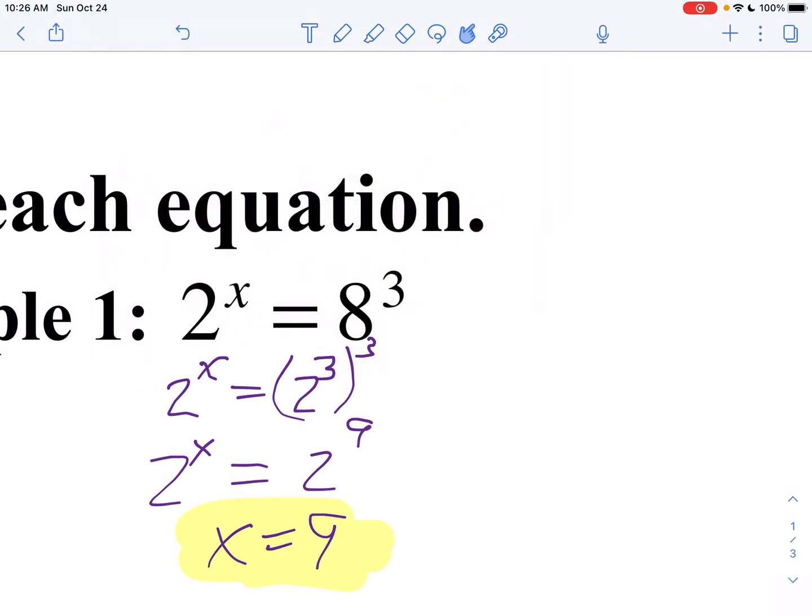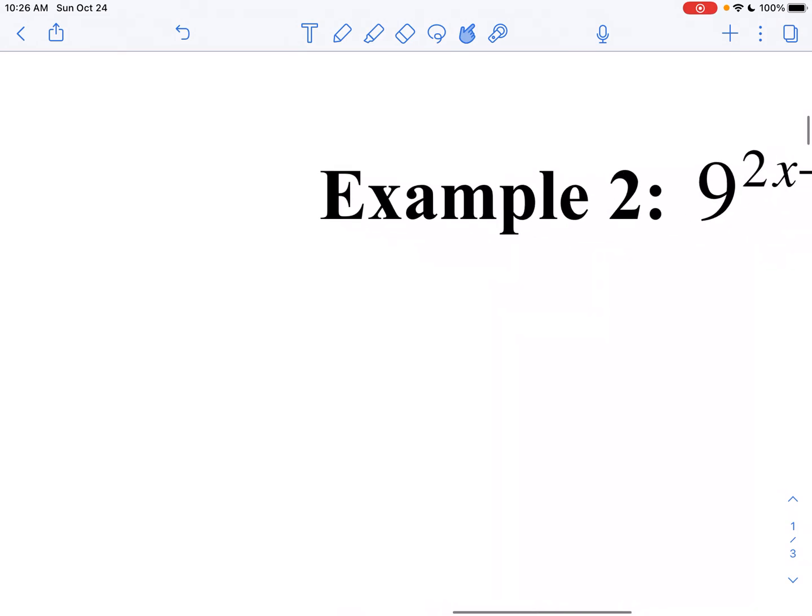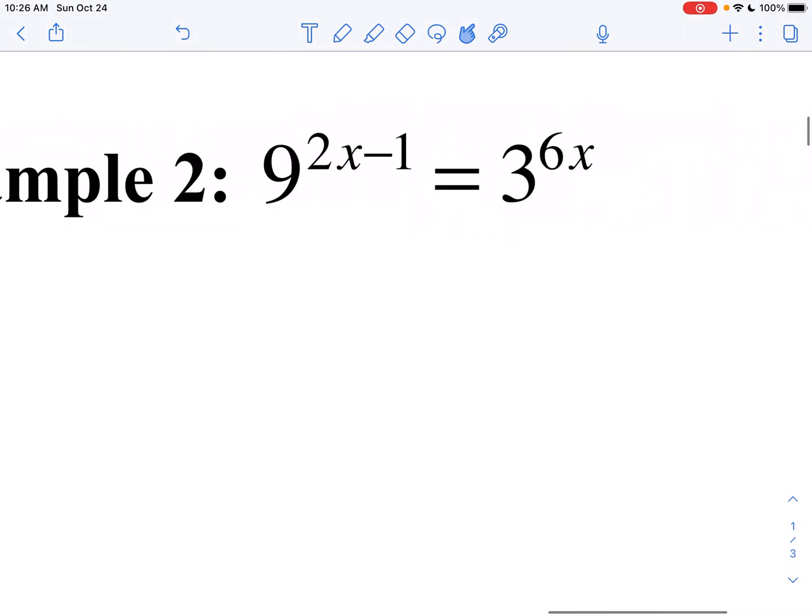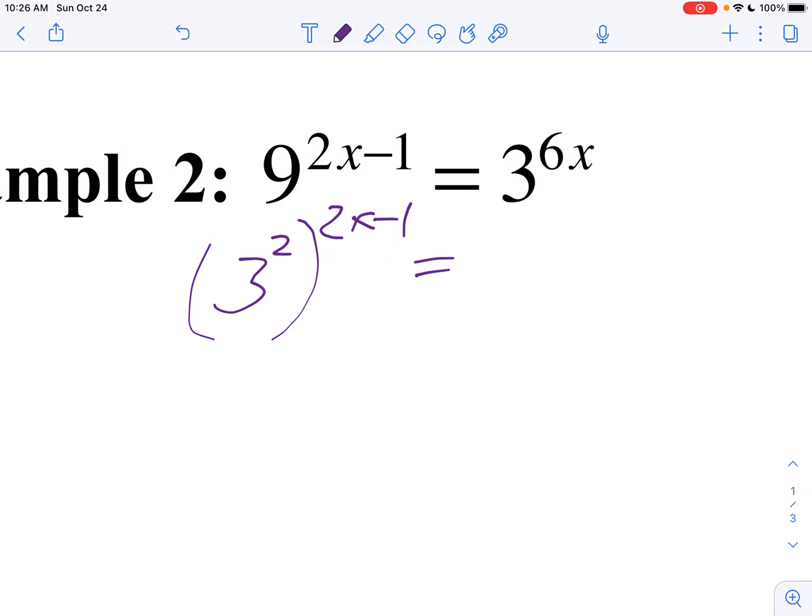Okay, let's take a look at another one here. I've got 9 to the 2x minus 1 equals 3 to the 2x power. So I look at the one with the smaller base, 3. Can I write 9 as a power of 3? Sure I can. So 9 is 3 squared. Then I'm going to raise that to the 2x minus 1 power. That equals 3 to the 6x power.